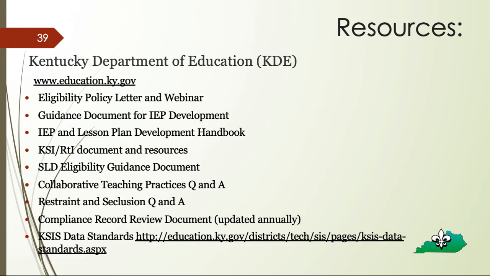This last slide contains resources that may be informative and helpful. Links embedded within the Kentucky Department of Education on this slide will take you to eligibility policy letters and a webinar, guidance documents for the development of individual educational programming and lesson plan development, the Kentucky System of Interventions or RTI document, the SLD eligibility guidance document, and Q&As that address collaborative teaching practices, restraint, and seclusion. You may also find the compliance record review document that's updated annually.